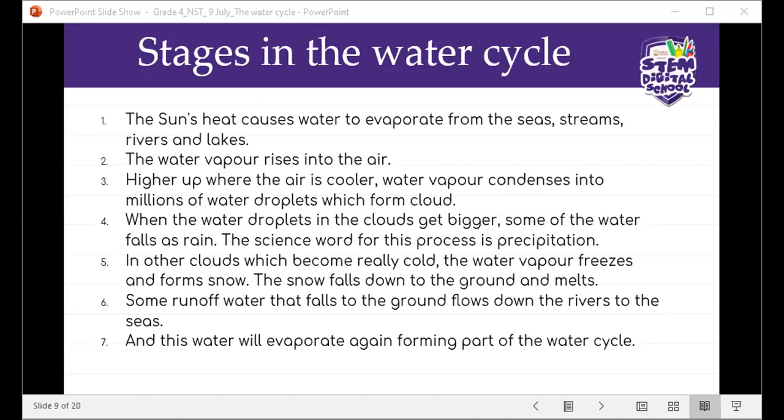Ma'am, there can also be groundwater. Yes, we can also get groundwater, and that is where we get, like, our drinking water from, right? And install boreholes, right? Yes, ma'am. All right, beautiful.